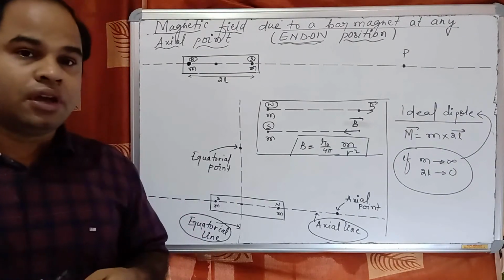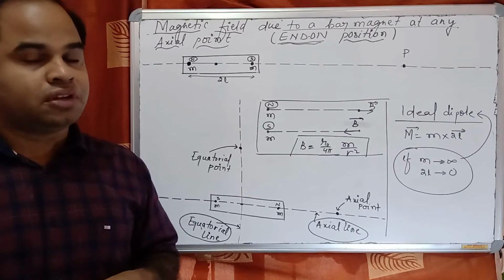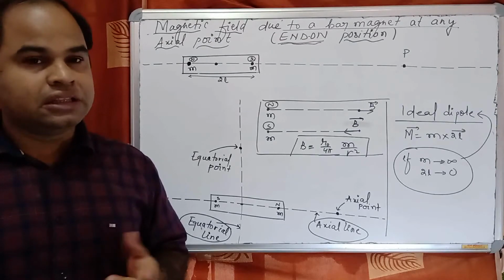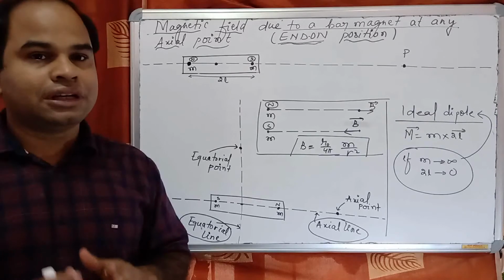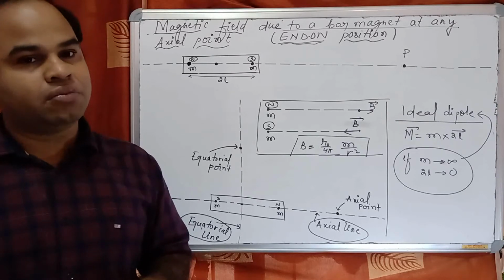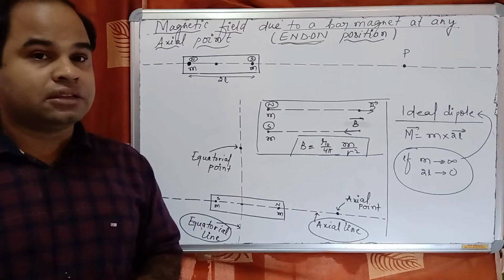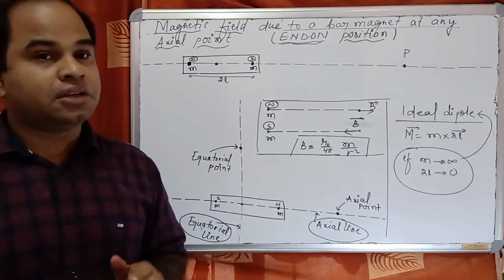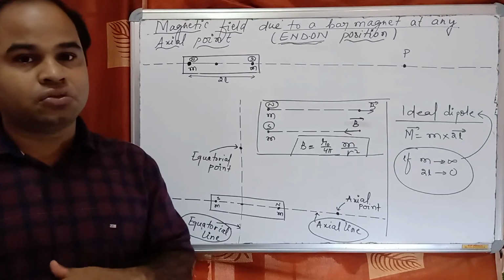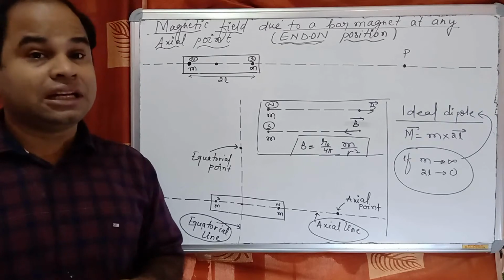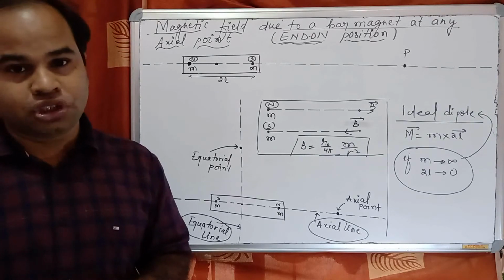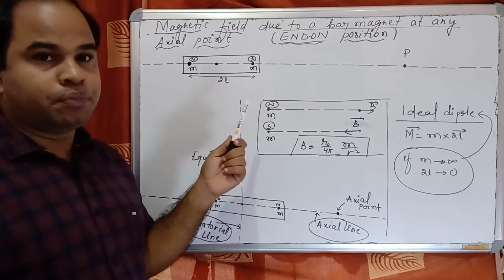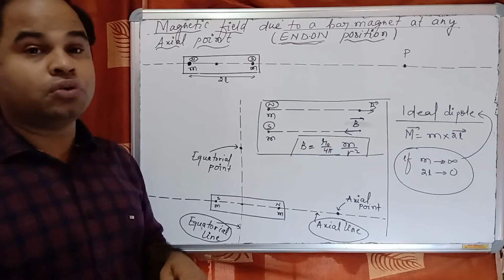Again, if the pole strength of the magnet tends to infinite and the magnetic length, that is 2L, tends to 0, in that case the dipole is called an ideal dipole. An ideal dipole is a dipole whose magnetic pole strength tends to infinite, that is m tends to infinite, and magnetic length, that is 2L, tends to 0.